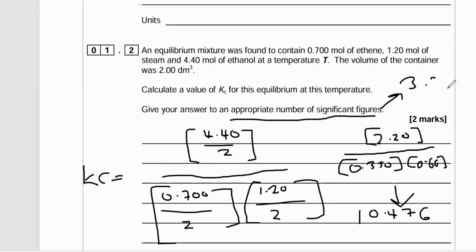All I need to do is put this to the appropriate number of SF. A-level peeps, when they say that, they're telling you 3 significant figures. Don't mess about. So to put this to 3 significant figures, I've got to push this up because of the 7, and that's going to make it 10.5. And that's the Kc, right? And we already said what the units would be. Yeah, there we go. Lovely jubbly.